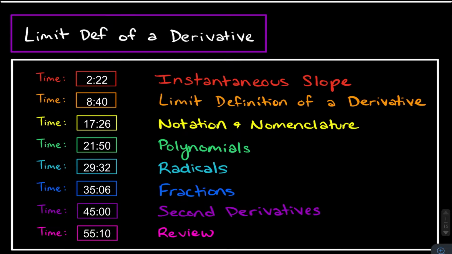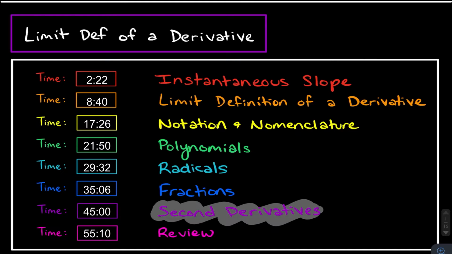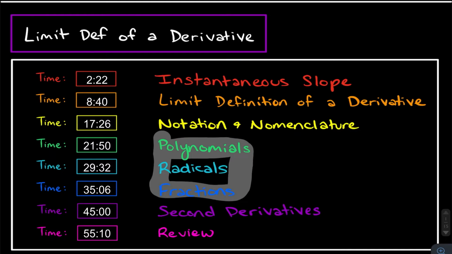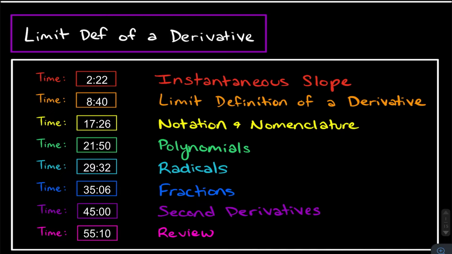And we'll also then talk about second derivatives. This is when you take a derivative not once, but twice. So it's going to be the same process that we're going to learn in these three sections, but you're going to do it once more. And then we will do some review at the end to make sure that you've got it all.